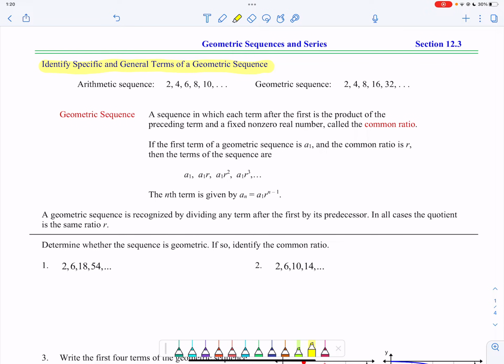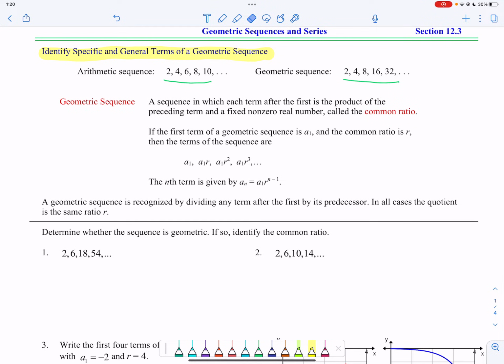Let's take a look. This first sequence shown is an arithmetic sequence, and this second sequence is a geometric sequence. And as you can see, in the geometric sequence, we do not have a common difference. It is changing, but here we do have a common difference. So you can definitely see that they are two different types of sequences. So let's go ahead and define our geometric sequence.